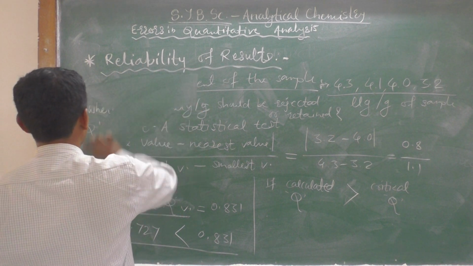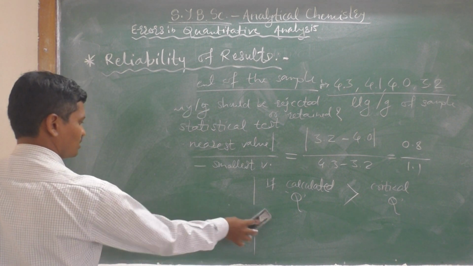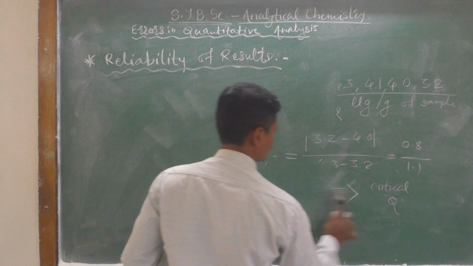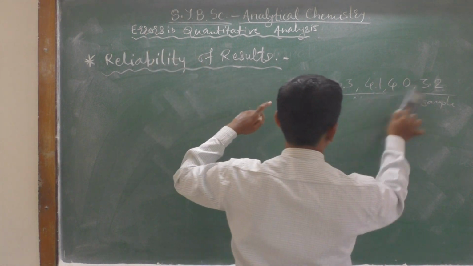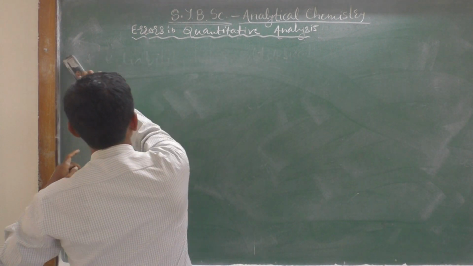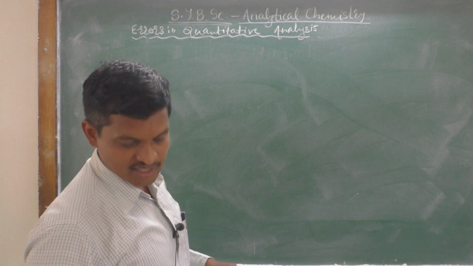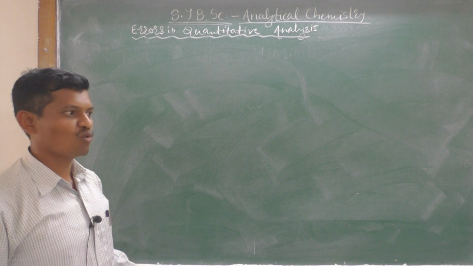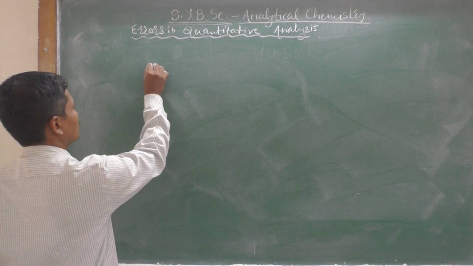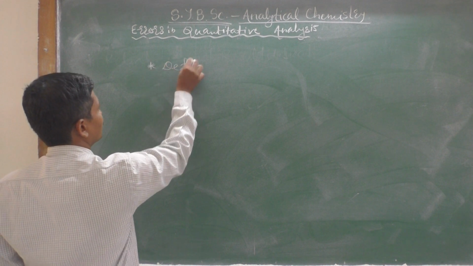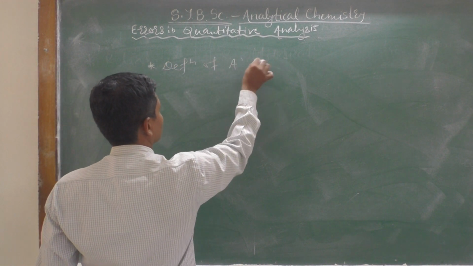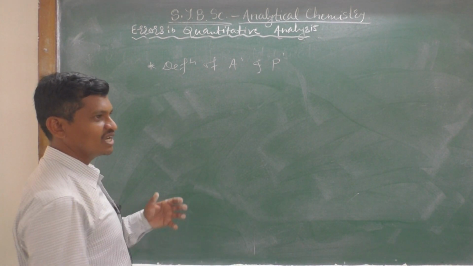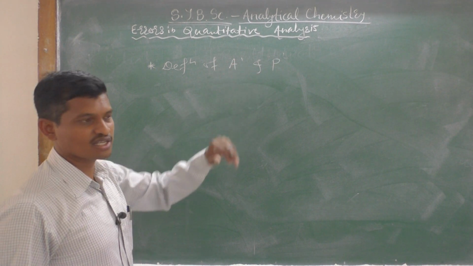In this way we have completed all the topics from the chapter errors in quantitative analysis. Now summarizing this chapter from the first lecture up to this point, we studied the definitions of accuracy and precision, and then the detailed explanation and concept of accuracy and precision.